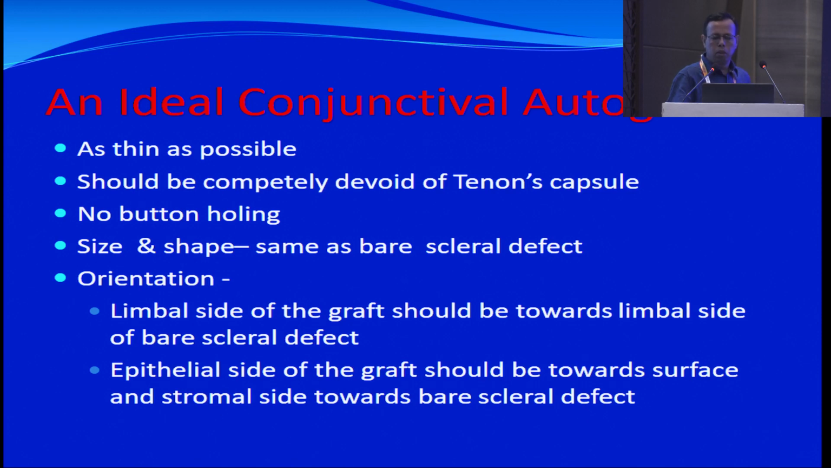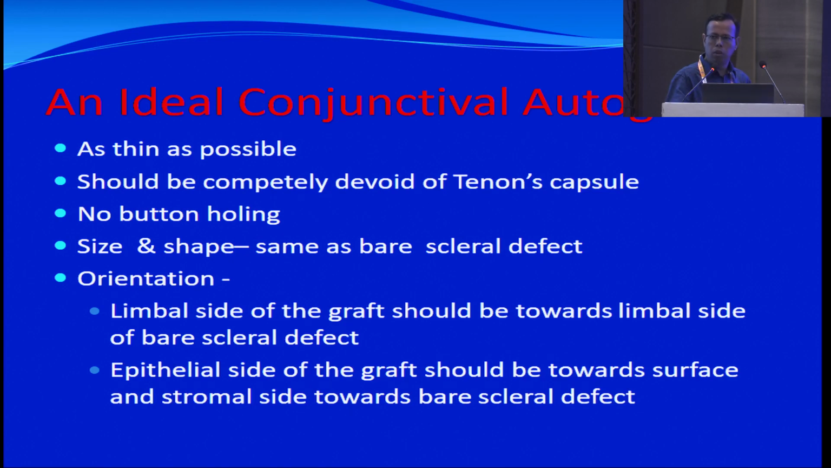So what could be the ideal conjunctival autograft? It should be as thin as possible. It should be completely devoid of the Tenon's capsule. We should have dissected very carefully to avoid the buttonholing, and the size and shape of this conjunctival autograft should be same as the bare scleral defect.